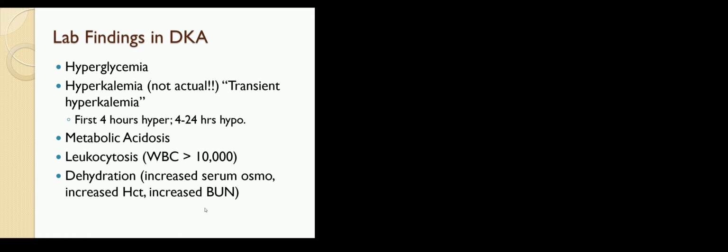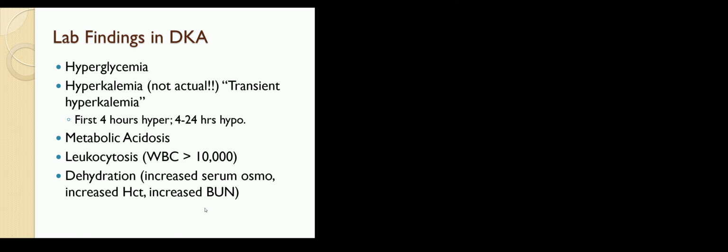Lab findings in DKA: hyperglycemia, of course. Hyperkalemia, but remember, that is not actual. It's what we call transient hyperkalemia because the cells themselves, remember, have been shrunk and are actually depleted of potassium. For the first 4 hours, they will be in hyperkalemia. So when they come in, it's going to look like they've got a high potassium level.